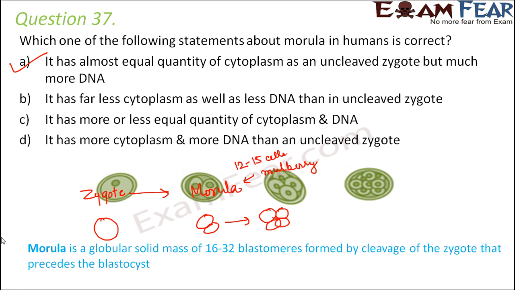You can see here it is written that morula is a globular solid mass of 16 to 32 blastomeres formed by cleavage of the zygote that precedes the blastocyst. So the entire process of cleavage starts with zygote, then it forms morula, and then it forms the blastocyst or the blastula.